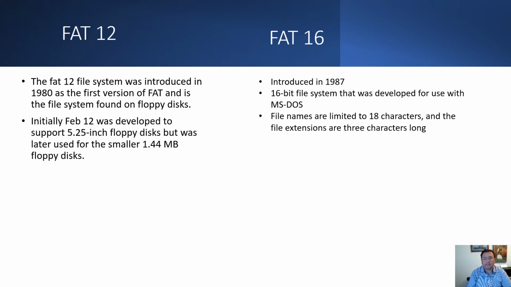FAT16 was introduced in 1987, and it's a 16-bit file system that was developed for use with MS-DOS. File names are limited to 8 characters, and the file extensions are 3 characters long. So when we use EXE or DOC, it's just a 3-character file extension. But currently, as you know, we can use more letters to identify a file.